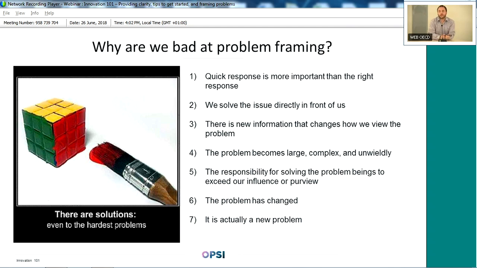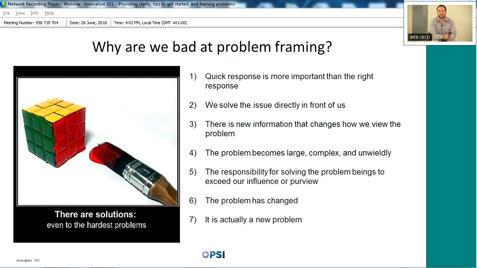So we actually developed a lifecycle report that is on our website around problem framing. And so these are some of the things that we had discovered based on our observations and conversations with innovators across the world in this field. So first is that the government or public sector really likes to push quick responses more than the right response.